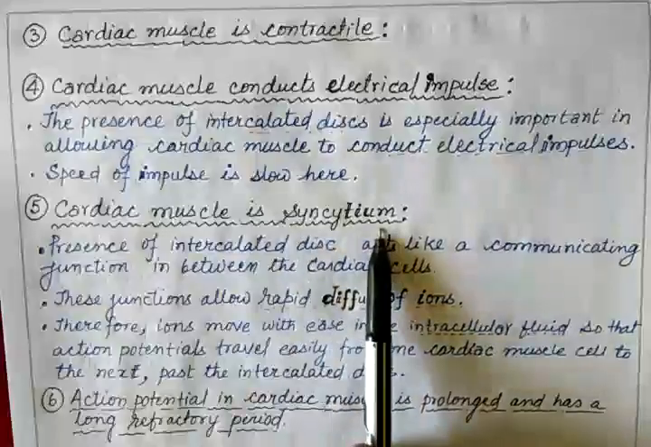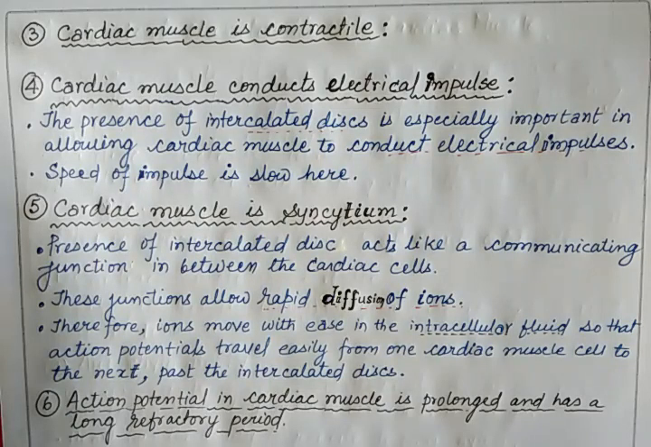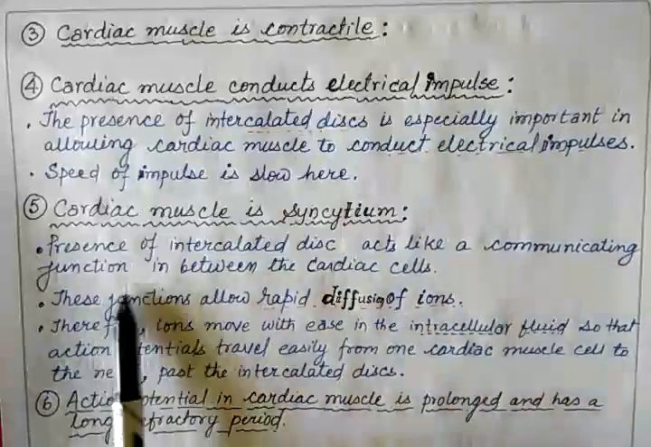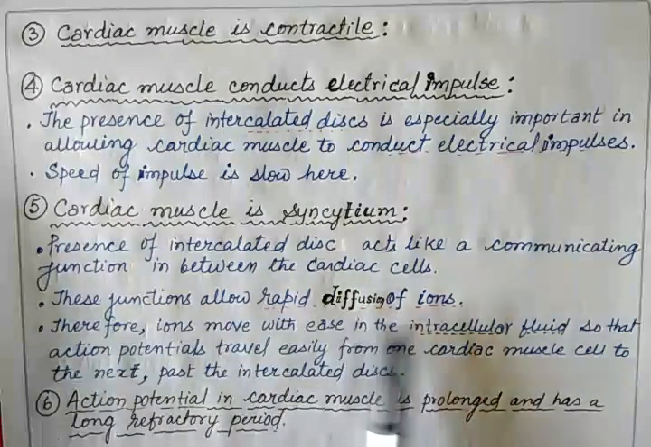So you see, cardiac muscle is a syncytium. I have told you, syncytium is the joining property of the muscle fibers of the heart. It is joined with the help of the intercalated disc that we had discussed. The presence of the intercalated disc acts like a communicating junction between the cardiac cells. That is written here. And these junctions allow rapid diffusion of ions.